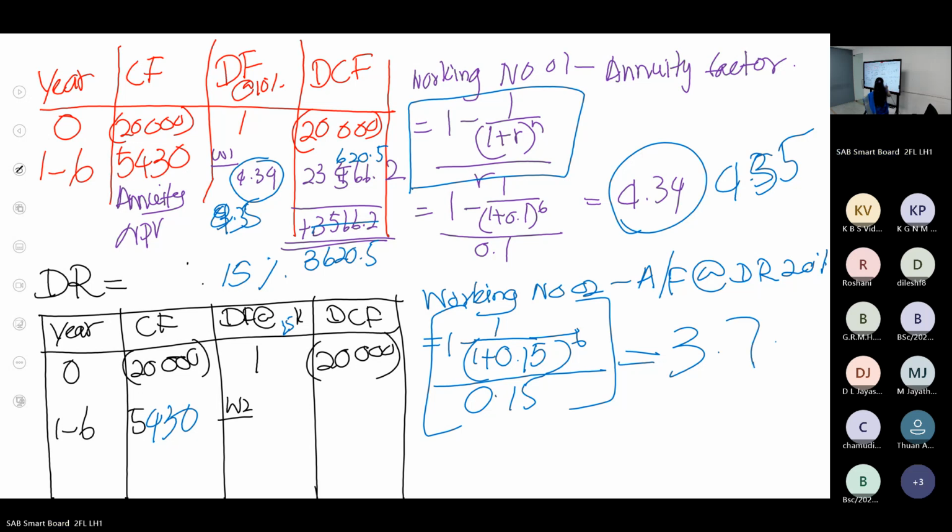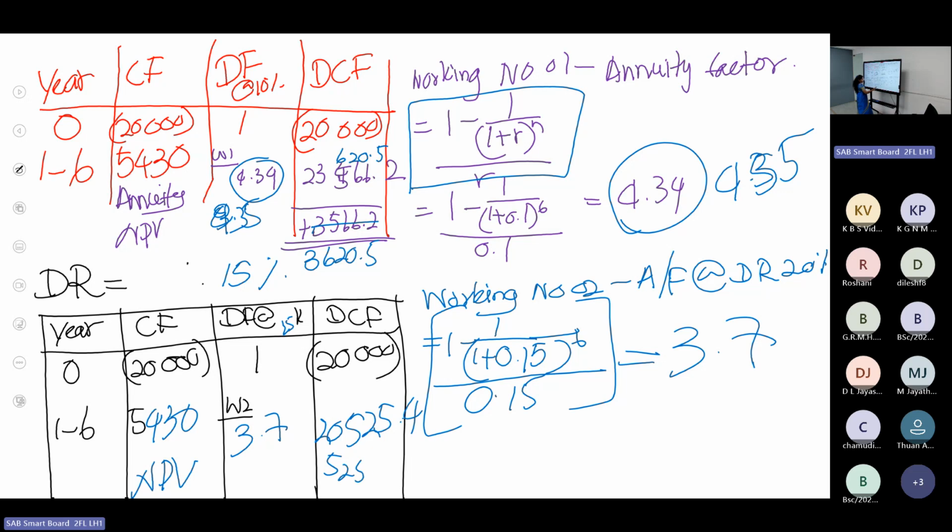3.7. Discounted cash flow with annuity factor, 19,000 something. 50,525. NPV then 525.4. Now we have two discount rates plus two NPV values.